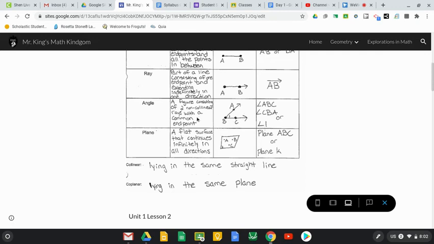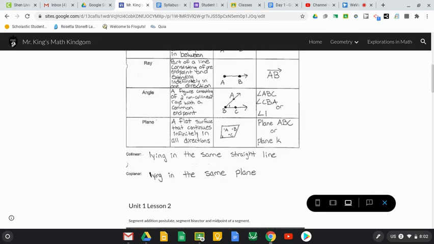Okay? If there's a little number there that's not a degree sign, it can also be called that, angle 1. Last thing is a plane. That's a flat surface that extends infinitely in all directions. So it's a big flat space. Think of a plane as like the floor. That's a plane. All right, it's just a big long space. You can call it plane ABC because A, B, C are in there, or plane K. The little K is at the bottom of the corner.